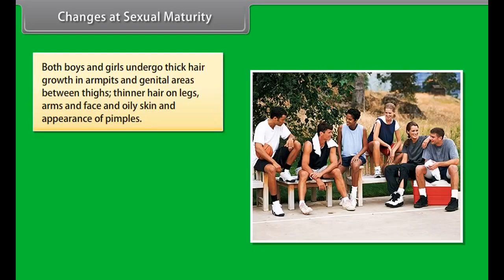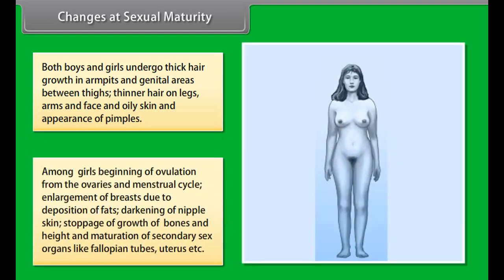Changes at sexual maturity. Both boys and girls undergo thick hair growth in armpits and genital areas between thighs, thinner hair on legs, arms and face, and oily skin and appearance of pimples. Among girls, there is the beginning of ovulation from the ovaries and the menstrual cycle, enlargement of breasts due to deposition of fats, darkening of nipple skin, stoppage of growth of bones and height, and maturation of secondary sex organs like fallopian tubes, uterus, etc.